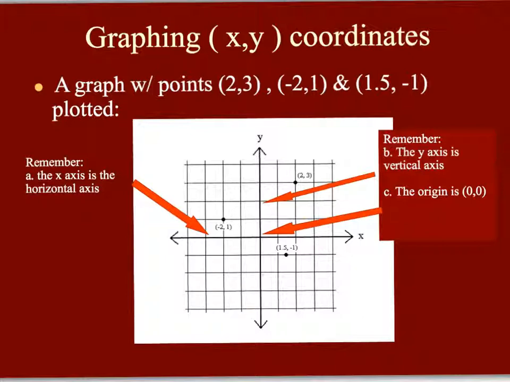So if we were to look at this right here, here is 0, we're going -1, -2. So our first point on this graph would be -2. From here, we go up 1. So the coordinates for this point right there would be -2, 1. If we were to look at this point, you'll notice that we moved over 2, and then we moved up 1, 2, 3. So the coordinates would be 2, 3.